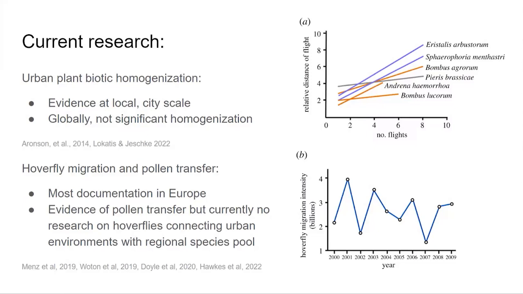These two graphics are just showing that the two hoverflies in purple can travel farther than other bees and other pollinators would. And this graphic, this study was from the UK, and this is showing that hoverflies are significant in number, almost about 4 billion or so. It's saying there's some decline there, but it's on par with other bees and other pollinators as far as numbers go.